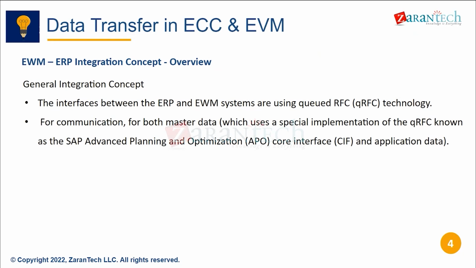You can see here the general concept: in the interface, QRFC technology is used to transfer mainly the transactional data between the EWM and ERP systems. And for master data, the core interfaces are used if you have a decentralized system. If you don't have a decentralized system, then SAP has made this out of scope, because you can use your existing master data as it is in the same box.